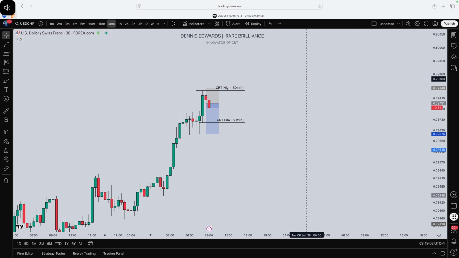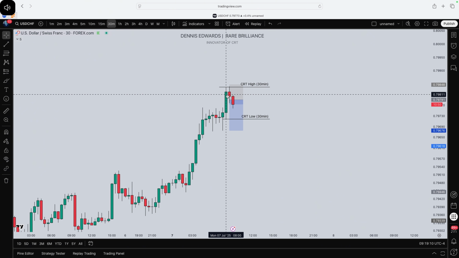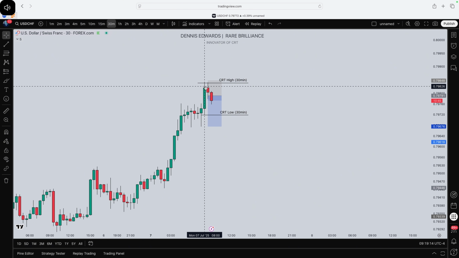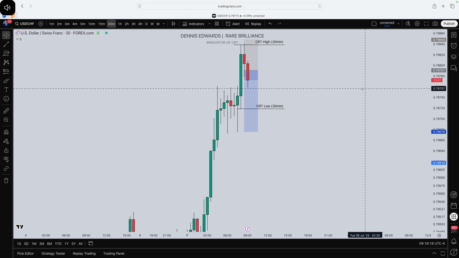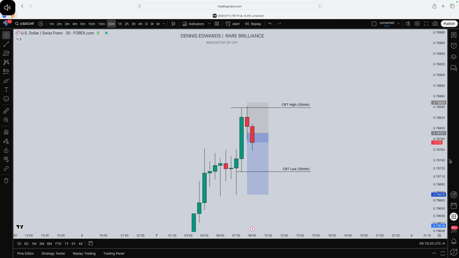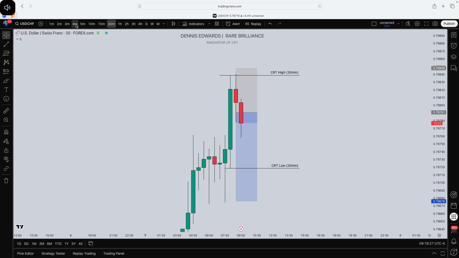So what I seen so far to start off the morning for today, right? I seen this 30-minute bullish CRT candle form here, right? And so this candle formed at 8. It swept the high. Let me zoom in a little bit, right? The high was swept here, and then price started to continue lower from this point.